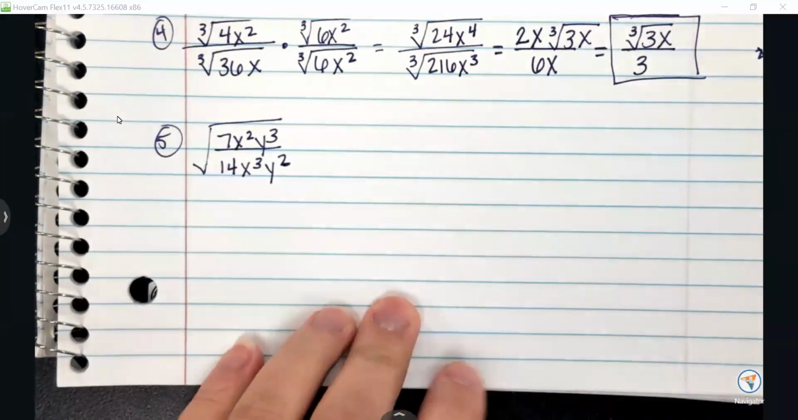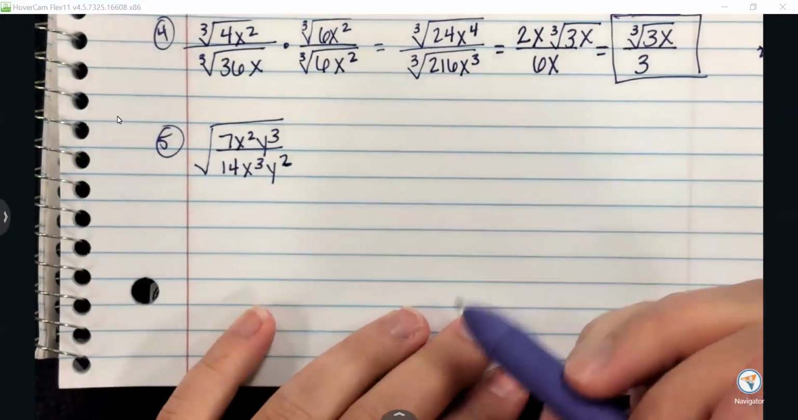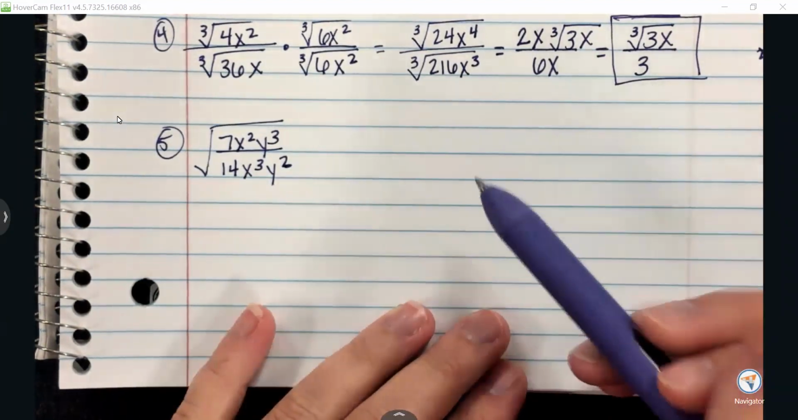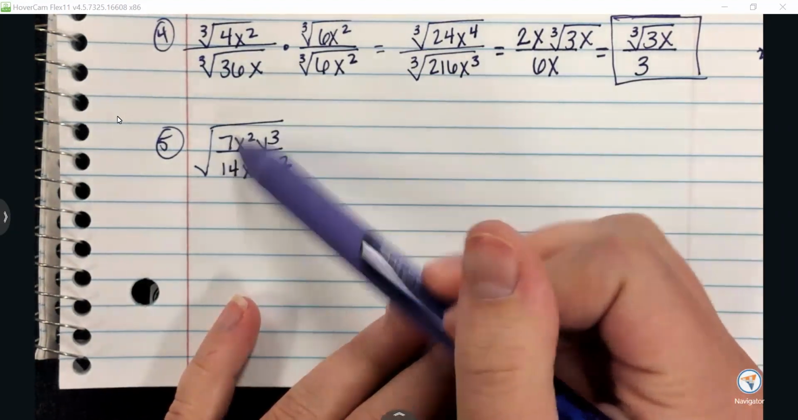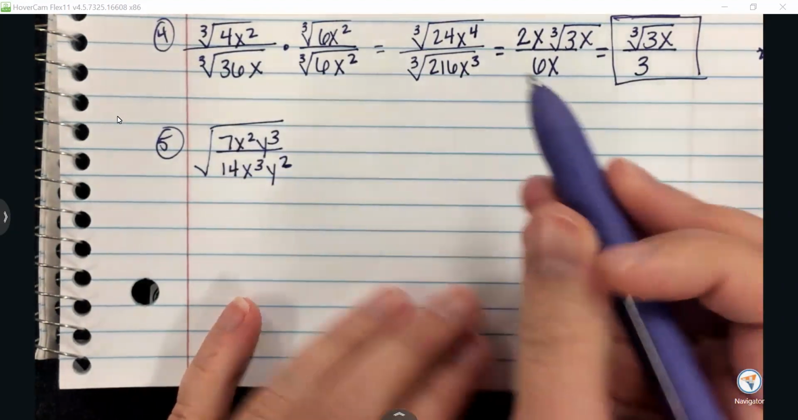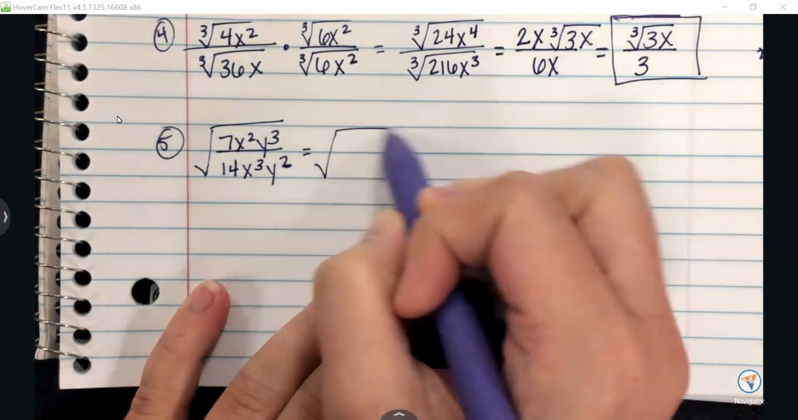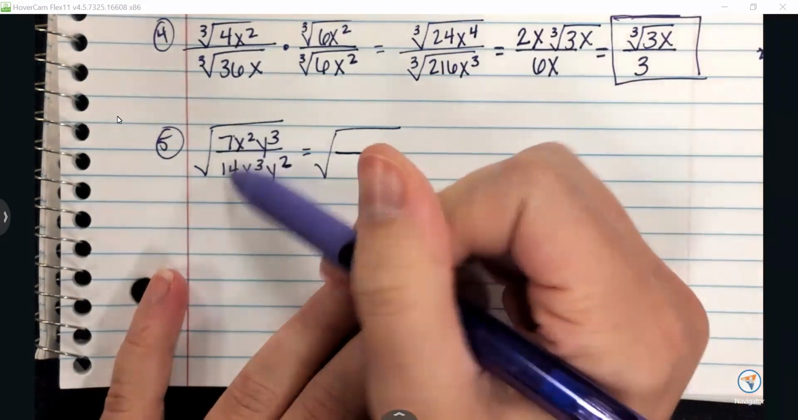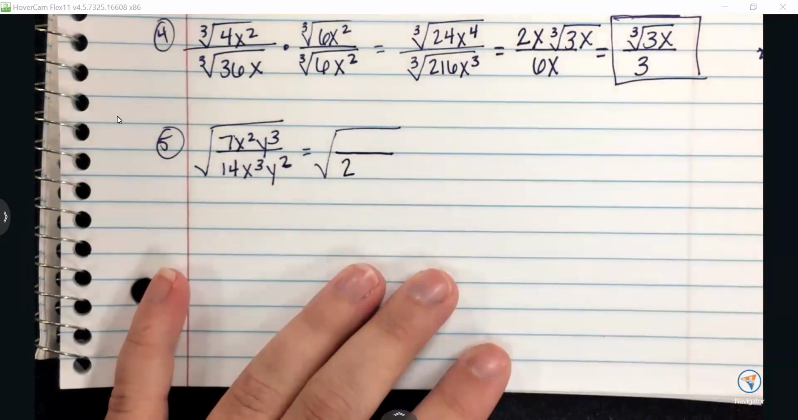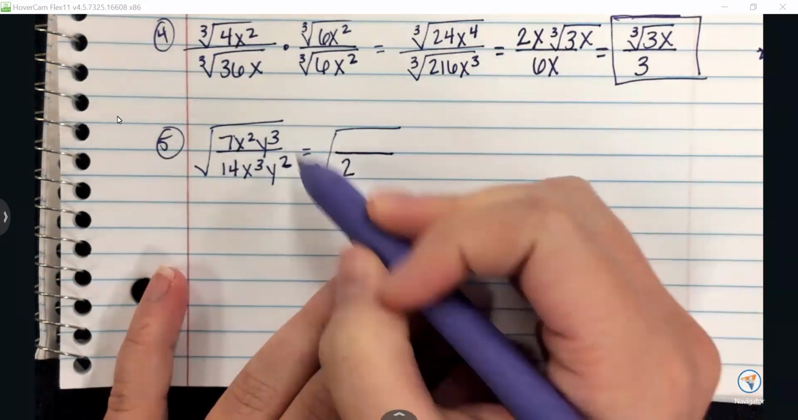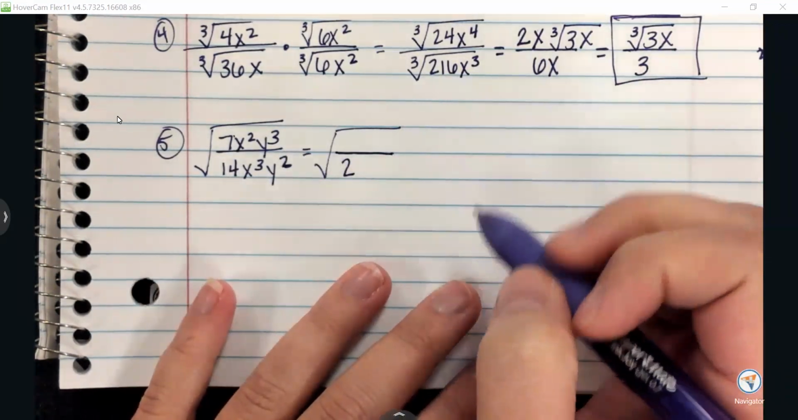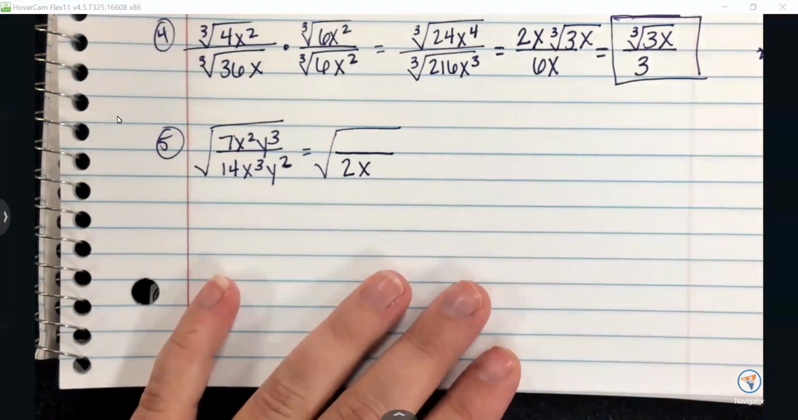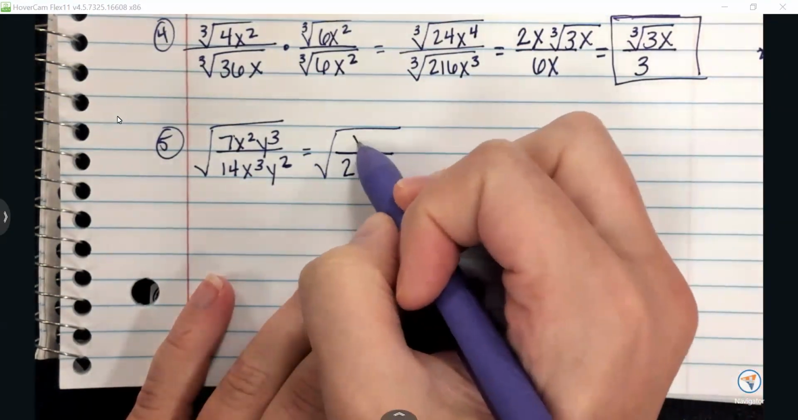What do you notice should be done first? Should I simplify or should I split it into 2 radicals? I would simplify because I know that 7 and 14 can simplify really easily, right? So if I simplify this, I'm going to keep my fraction bar. 7 divided by 14 is 1/2. Where will my x's be, top or bottom? Bottom, how many? 1. Where will my y's be, top or bottom? The top, how many? 1.